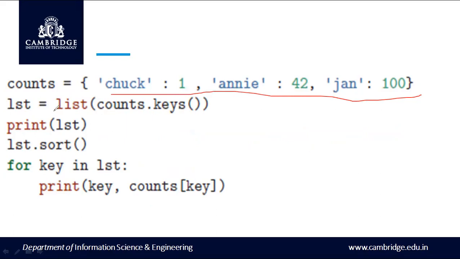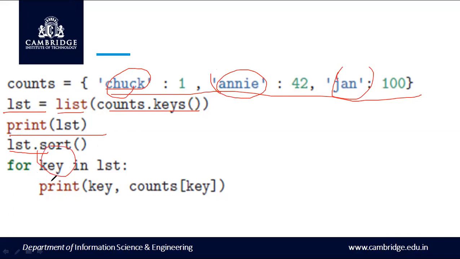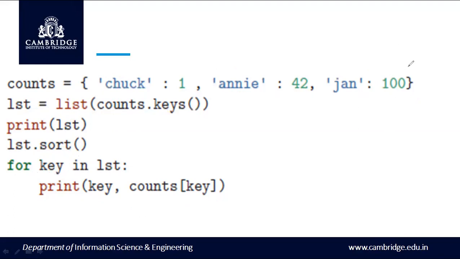So first what we are going to do is create a list and put all the keys, counts.keys, into this list. Once we print the list and sort, only the keys are present in the list. So you can see here, these particular keys will be in the list and the list will be sorted. And for key in list, each and every key will be traversed in the list and the corresponding key and value will be printed according to the alphabetical order.